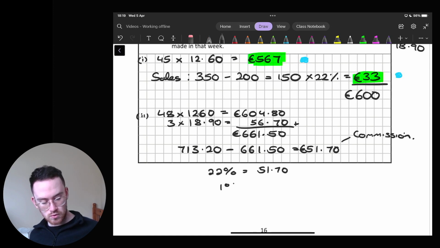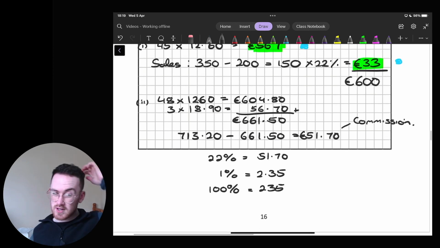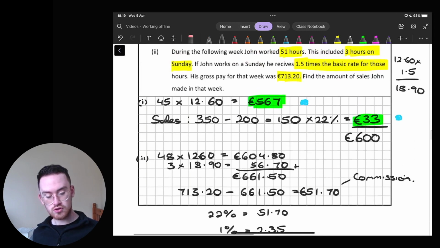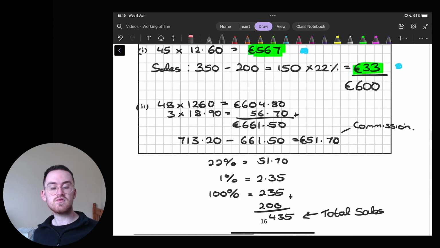So 22% is 51.70. So 1% is going to be 51.70 divided by 22, which is 235. So 100% is 235. And remember, as I said there, that was the sales over 200. So we add on the 200 as well to get that his total sales would be 435. That's his total sales, because he only gets commission on any sales over 200. Okay, so his total sales were €435. And that would be the part that would be easy to forget, would be adding on that 200 again.